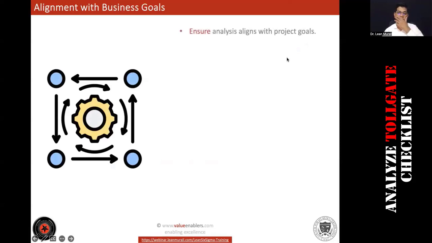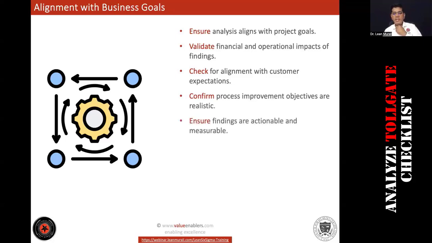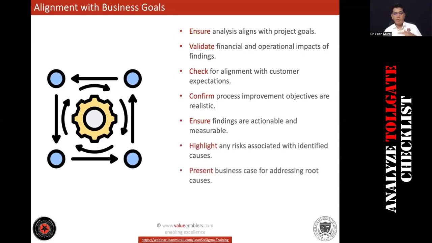Okay, alignment with the business goals. Ensure that the analysis aligns with the project goals. Financial and operational impacts should be validated. Check for alignment with customer expectations. Confirm process improvement objectives are realistic. Ensure findings are actionable and measurable. Highlight any risks associated with identified causes, and present a business case for addressing the root cause.